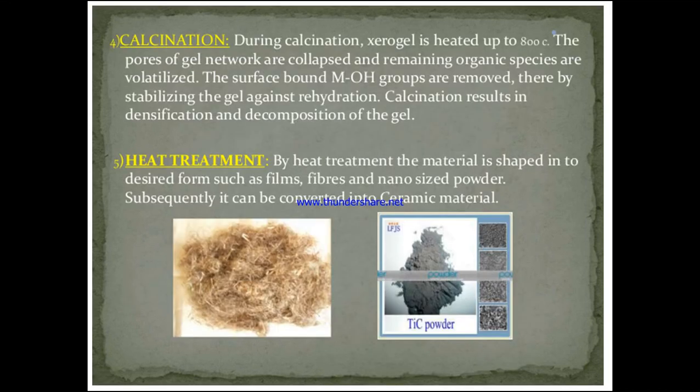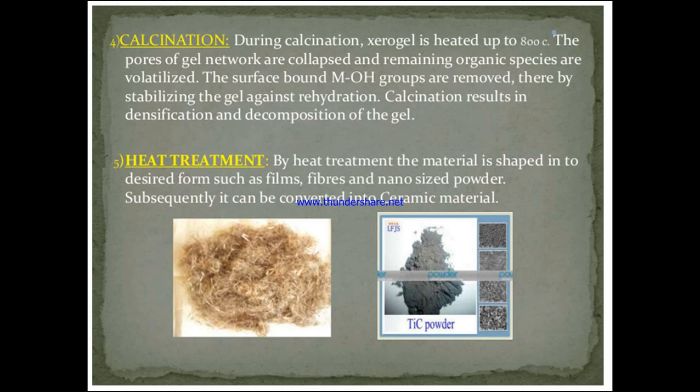The next process is calcination, where we heat with oxygen. During calcination, the xerogel is heated up to 800 degrees Celsius. The pores of the gel network collapse and the remaining organic species are volatilized. The surface bond MOH, metal hydroxide groups, are removed, thereby stabilizing the gel against rehydration. Calcination results in the densification and decomposition of the gel, so that nanomaterial formation takes place. Extraction of the nanomaterial takes place by the calcination technique.